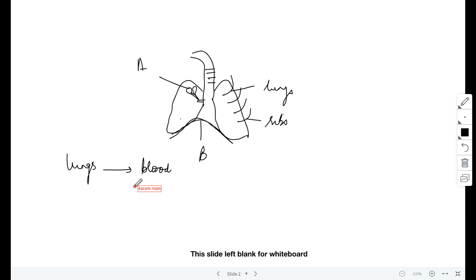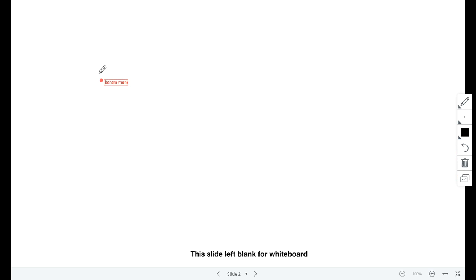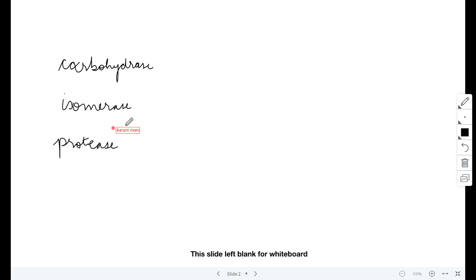So now enzymes are sometimes used in industry. I am going to give you certain enzymes and you just have to tell me the industrial use of each. I'll give you options also. We have carbohydrase, remember we did the functions of these, and we have isomerase, and we have protease. So now you have to tell me the industrial use.